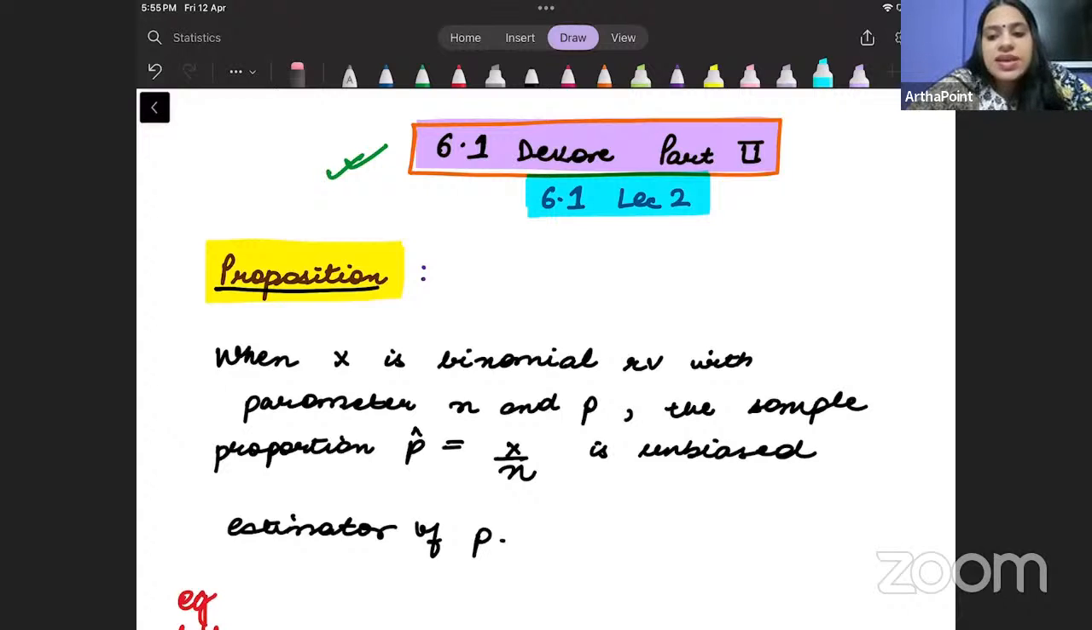So this is the second lecture that we have on chapter 6 of Devore. And today I am going to take a very, very important numerical in this chapter, which would be related to unbiased estimator. In the last class, I have already talked about what an unbiased estimator is.